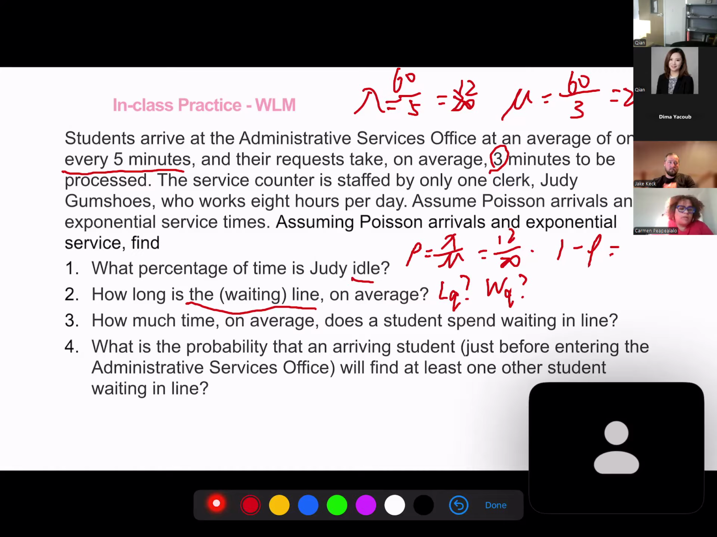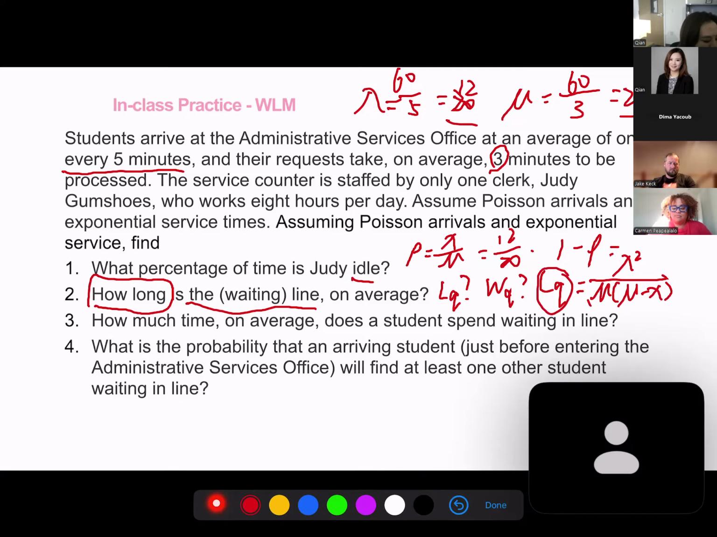Then we need to figure it out. How long? It's not asking how long you need to spend. It's asking how long this line is, how many students are waiting in line. If it asks how many students, it means the number of students, so it's really asking for LQ. And LQ equals lambda squared divided by mu times mu minus lambda. You just need to insert the numbers here, lambda equals 12, mu equals 20, and you will be able to find the correct answer for LQ.